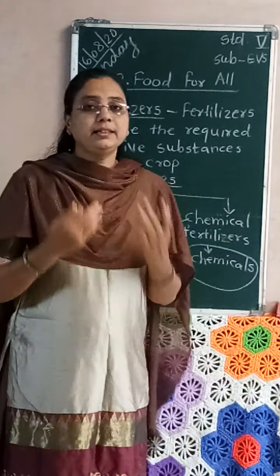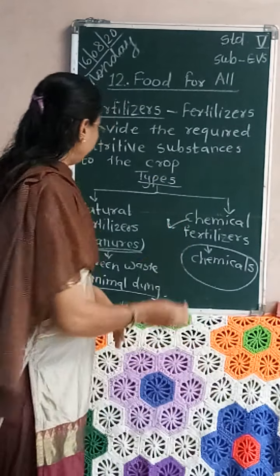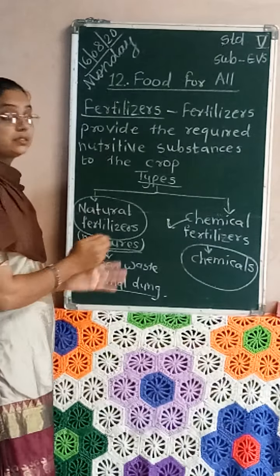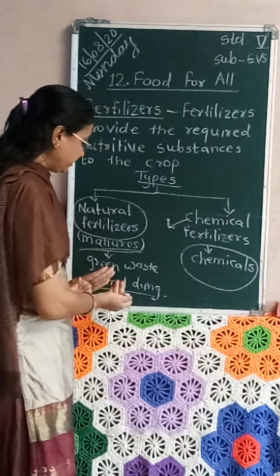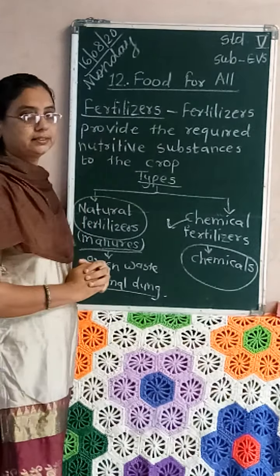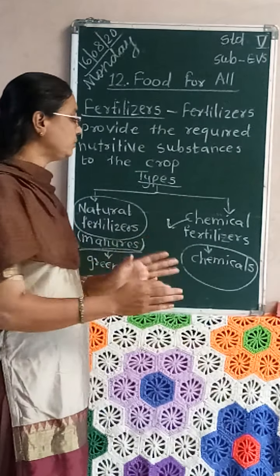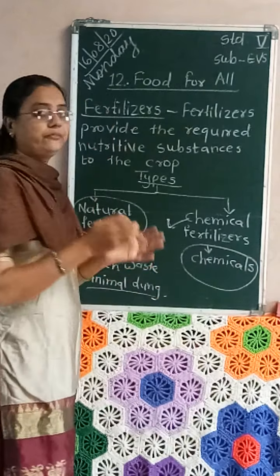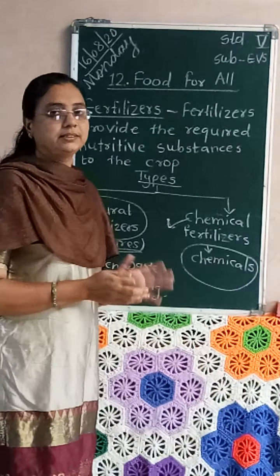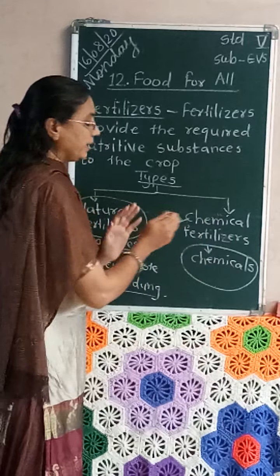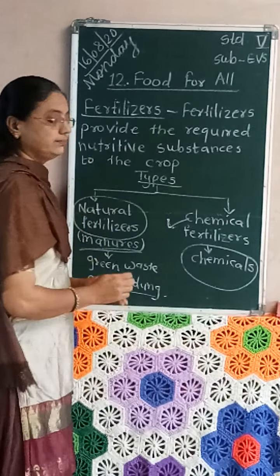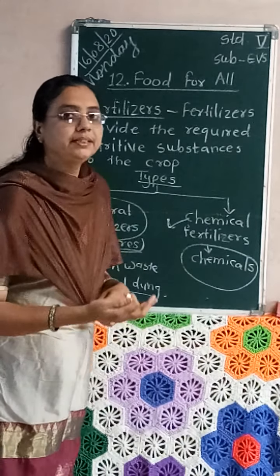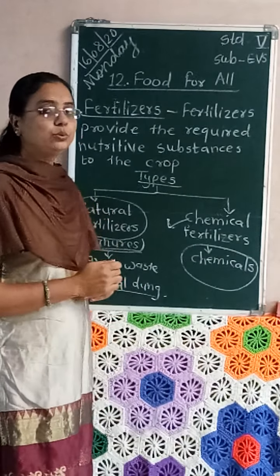Then you will think, what should we use? We should always use natural fertilizers, manures, which are made with green waste and animal dung. The farmers who are using chemical fertilizers, because of the chemicals continuously mixing with the soil, the soil becomes barren, infertile. Infertile means unproductive. Then after some years the farmer will not get good crops.